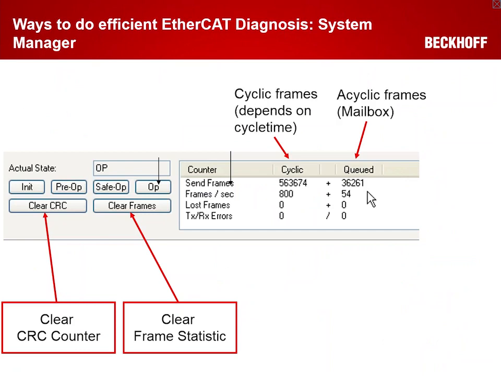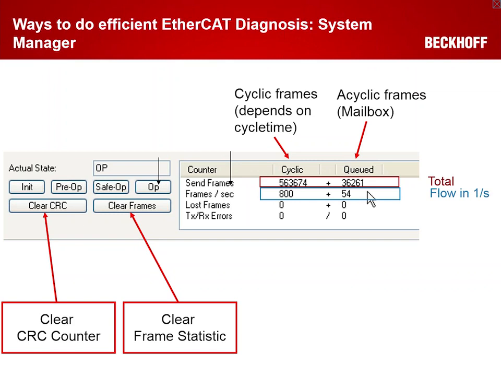We have also the frame statistics. In the frame statistics we have the number of sent frames, so the total number of sent frames. We have two columns. One is for cyclic frames, so every task sends a frame in a cycle. They are counted up, and this is cyclic frames. If you do acyclic communication, mailbox communication to a slave, this is counted up in the queued column.